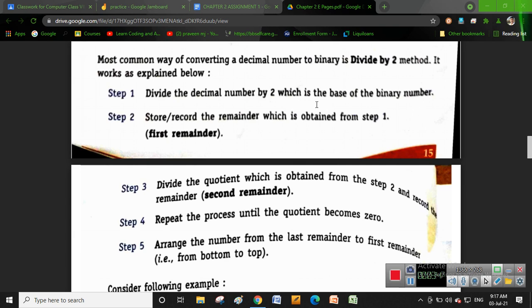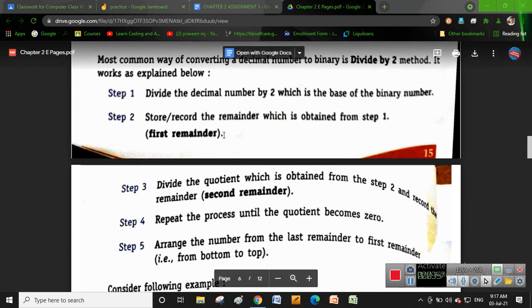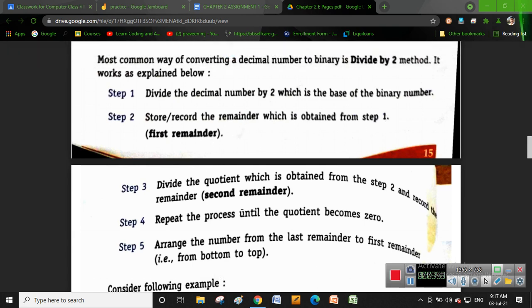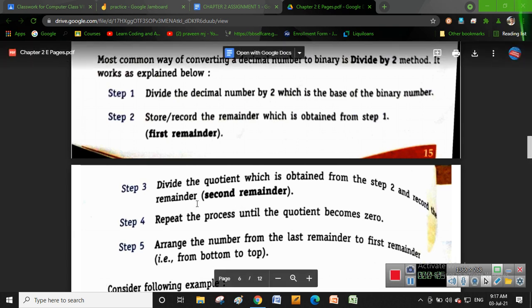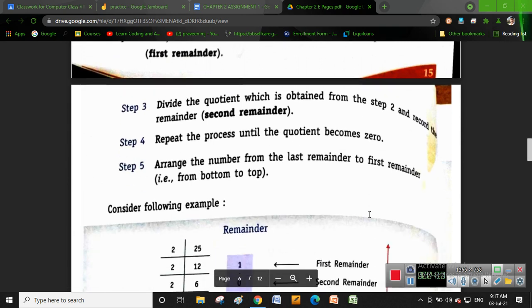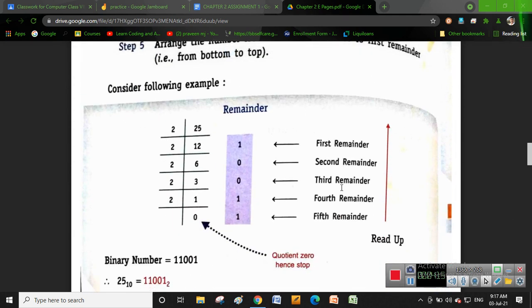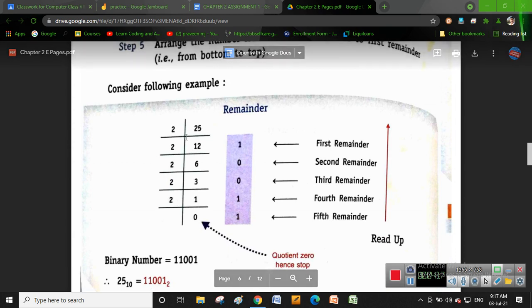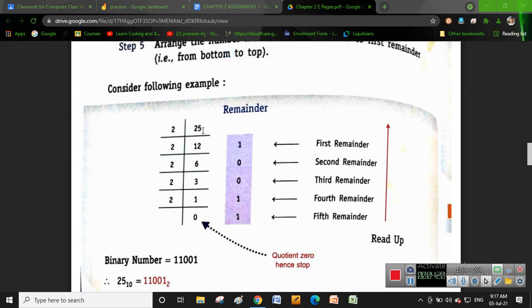We are dividing by 2 because the base of the binary number is 2. Then store and record the remainder obtained from step 1, that is the first remainder. Then divide the quotient obtained and record the remainder again. First remainder done, second remainder done, then keep dividing the quotient until the quotient becomes 0. This is what we did in the previous class. Then arrange the numbers from the last remainder to the first remainder, that is from bottom to top. Here they gave the common example, 25 is the decimal number, and we want to convert it into a binary number.